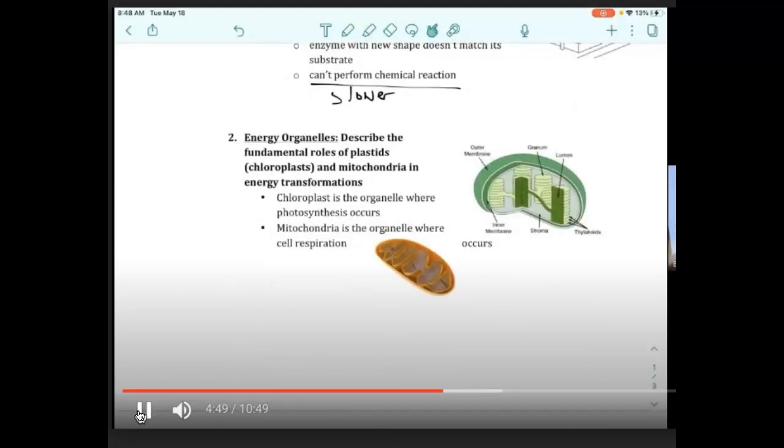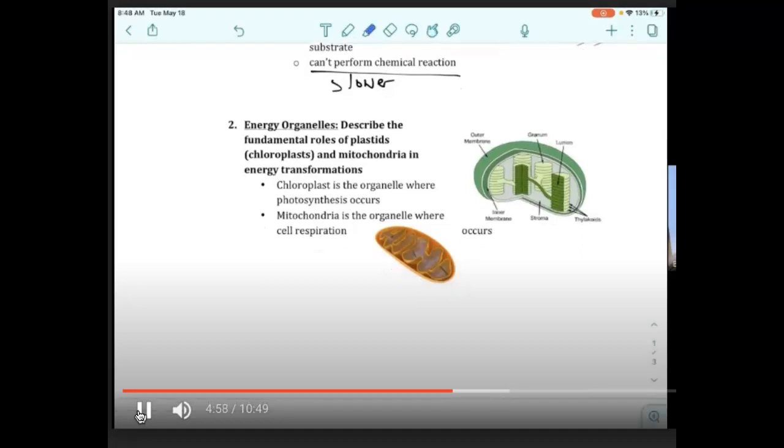Okay, let's just talk a little bit about number 2. Energy organelles. Energy organelles are places where these chemical reactions are happening. Does anybody recognize this brown one that looks kind of like a football? Oh, the mitochondria. Good. Does anybody remember what's the chemical reaction that happens inside of it?